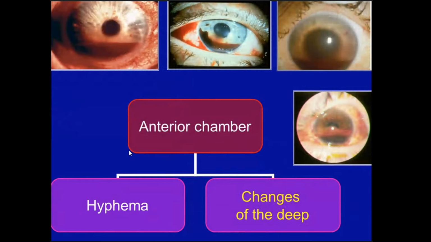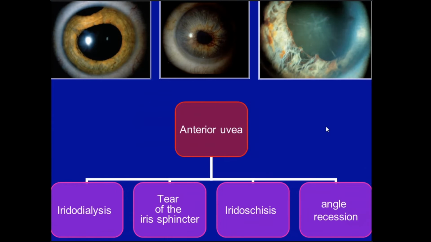Okay, go deeper, go further. We described changes in cornea, then go deeper, anterior chamber. Rather often in a closed globe injury, we can see hyphema or changes of the deepness of anterior chamber. On these examples, you can see different examples of hyphema.